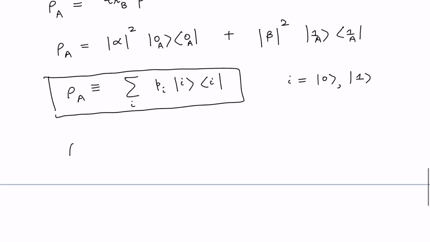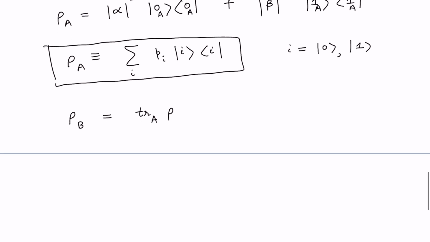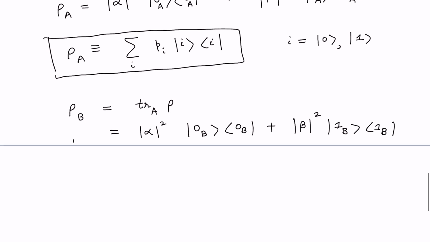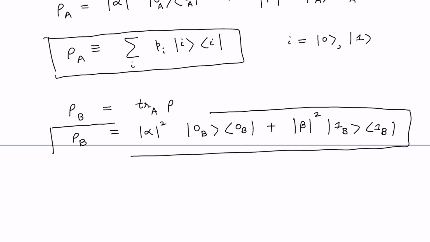And in a similar way you can find the density operator for the system B. You just have to trace out system A from the density operator rho, and if you do that, again you are going to find it as |alpha|². Here it would be |0⟩, but this time it belongs to the system B. I encourage all of you to please try it yourself, and you will find this. Okay, so again this is the density operator for the system B, and this is also a mixed state, and that means you are losing the full information about the system B.